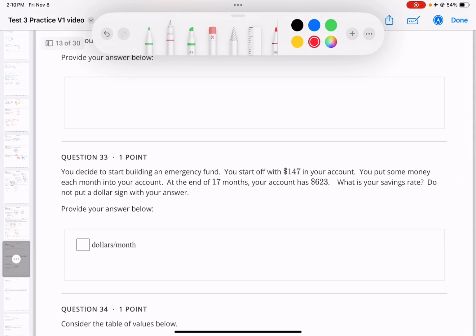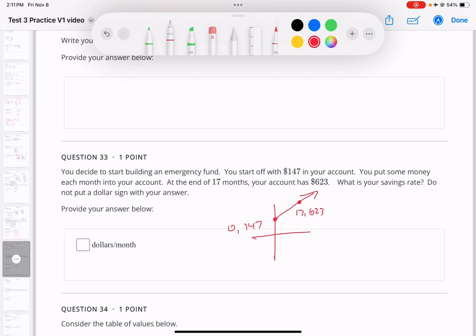Okay, you decide you want to start building an emergency fund. You start off with $147 in your account. You put some money each month into the account. At the end of 17 months, your account has gone up. So at month 0, you're at 147. Then it goes up the same amount. You'd get a better deal than this, since you'd earn some interest, but this one doesn't include that. That's okay. And at some point, you're going to be at 17 months and $623.